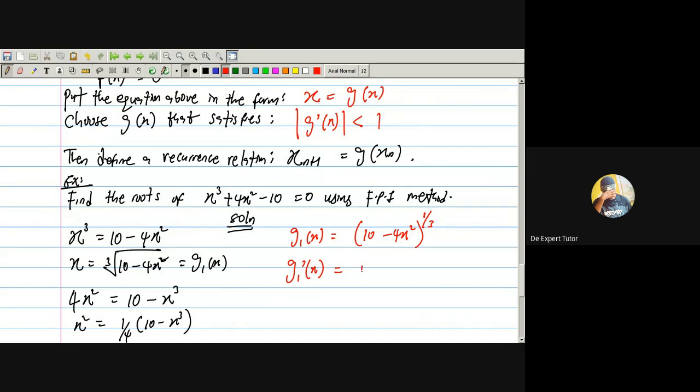Bring down the power, reduce the power by 1. If I reduce 1/3 by 1, I'll be having minus 2/3. Then multiply by the derivative of what is in the bracket. If I differentiate 10, that's 0. If I differentiate minus 4x squared, that will give me minus 8x. So g1 prime of x equal to minus 8/3 x times 10 minus 4x squared to the power of minus 2/3.